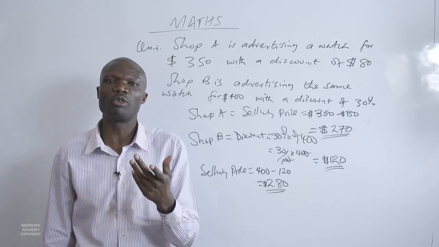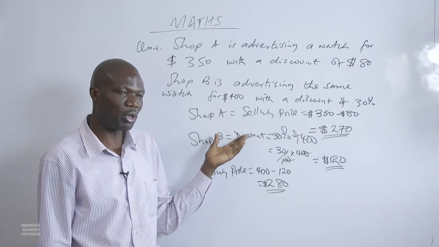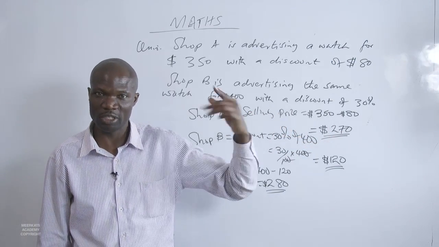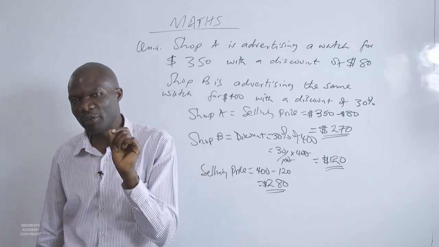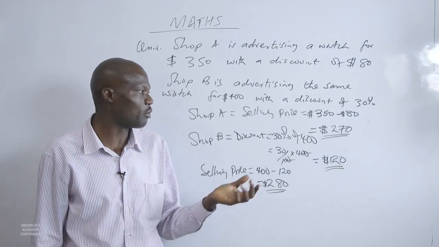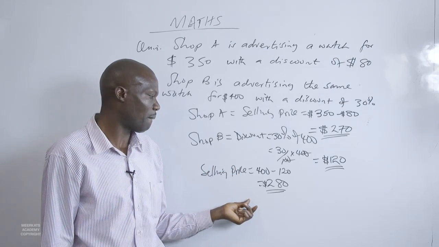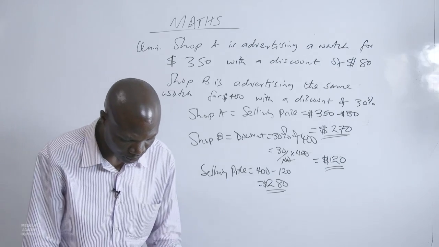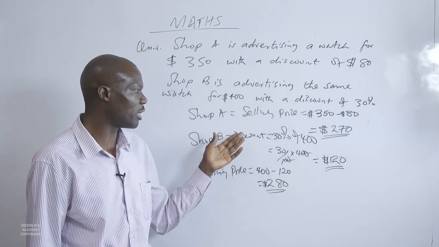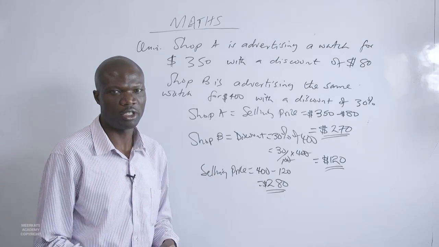Where would you rush to? Where would you run to buy? Because shop A has given us an $80 discount from 350. We are remaining with 270. This other one, it is 280. Definitely, because it is the same watch, we shall always tend to save. If you buy from shop A, you will save 10 dollars, unlike if you bought from shop B. Therefore, the cost of selling the watch in each shop is given as it is. If you are to purchase, you'll go for the cheaper option.